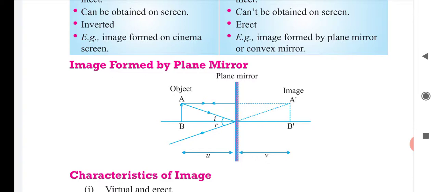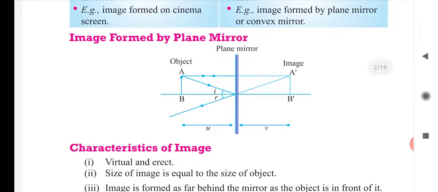The distance between the plane mirror and the image, we call it image distance. Object distance is represented by u, whereas image distance is represented by v. So from this concept we will characterize the formation of image. So you can see what kind of image is formed in the case of plane mirror.